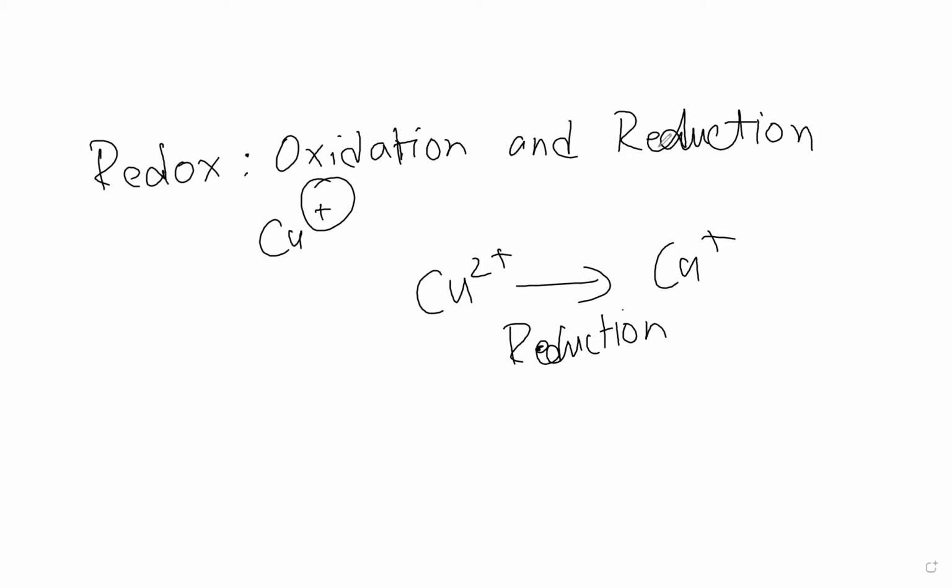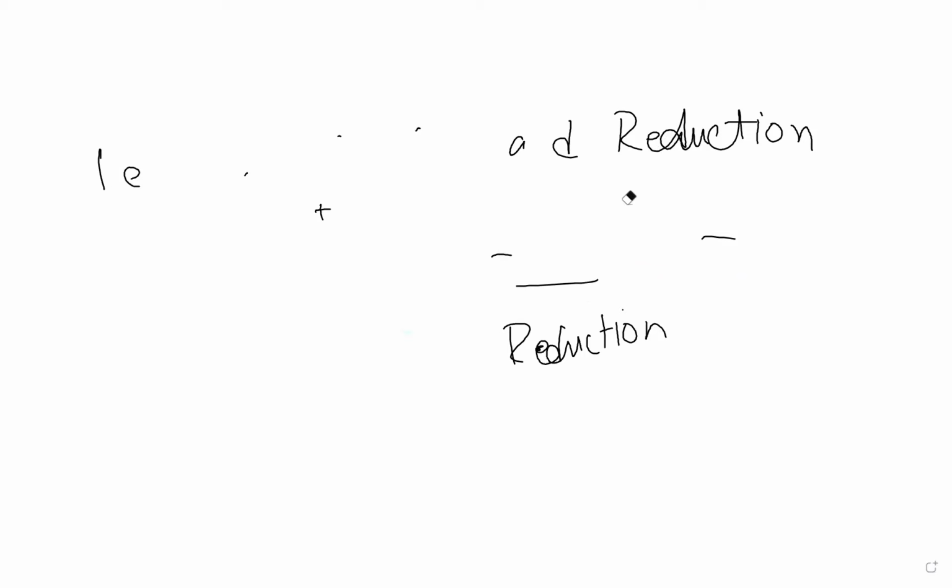Okay, what about, let's assume some element, X. What about X going to X3+? Is it oxidation or is it reduction? It's definitely oxidation because you're going from less positive to more positive. Okay, now since you know the basics of oxidation and reduction, let's do some questions.